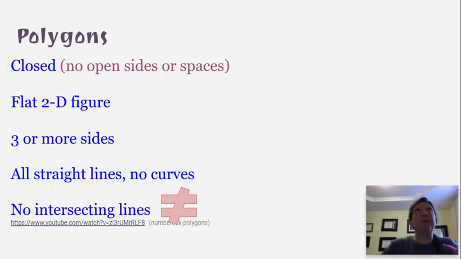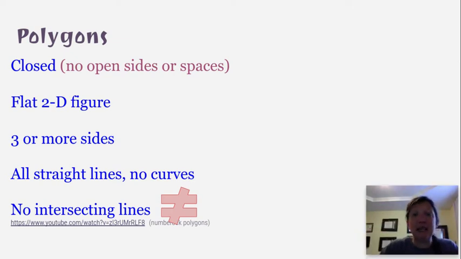Polygons. Remember, all the shapes that we're talking about in here, we've been talking about polygons. Remember, a polygon is any shape that is a closed figure, means it has no gaps, no openings, no spaces. I can't walk from the outside to the inside without crossing over a line. That's what it means by closed.